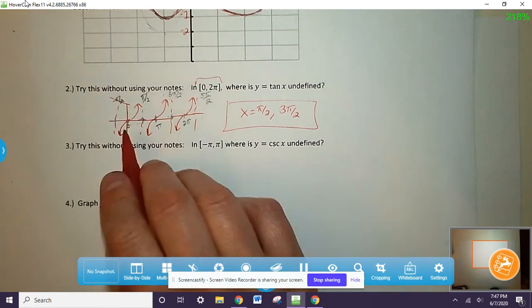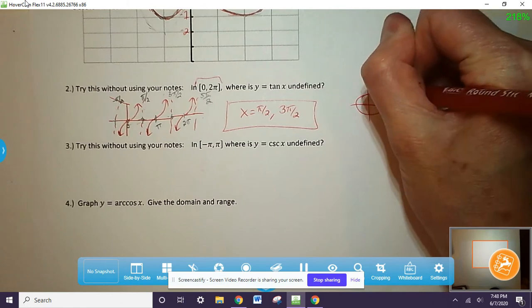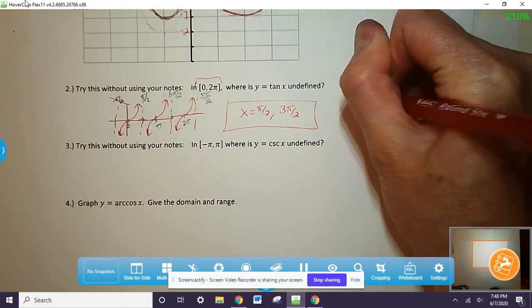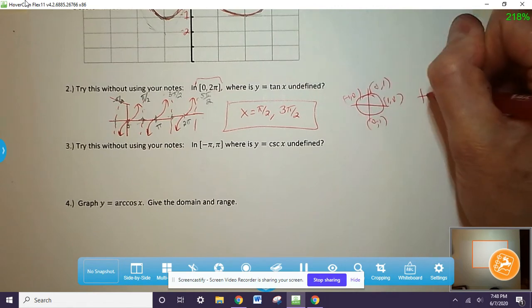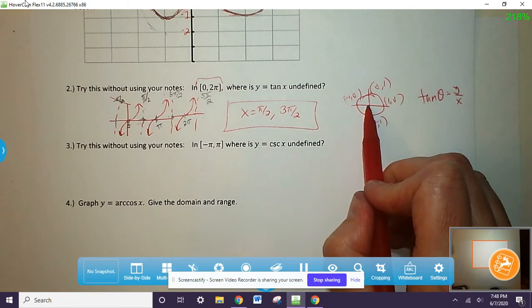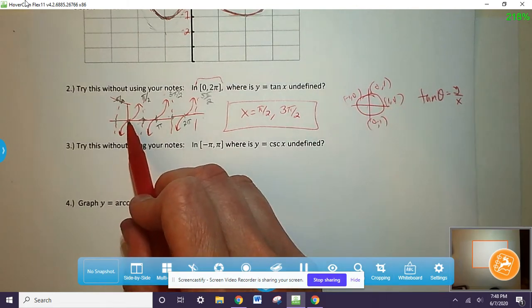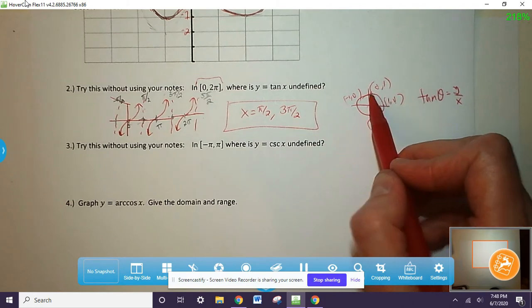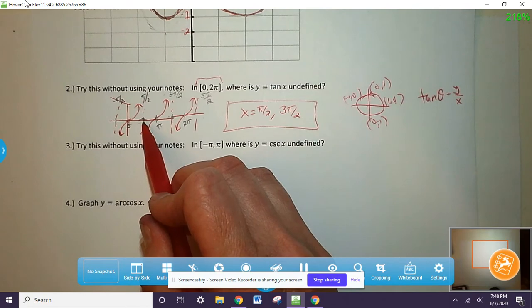Another way to do this would be to use the unit circle, by the way. So if you wanted to, you could think of between 0 and 2 pi and find out everywhere where tangent, whose definition is y over x, is undefined. So at 0, tangent would be 0 over 1. That's 0. That's why there's an x-intercept. At pi over 2, put y over x, tangent would be undefined. That's why there's an asymptote.